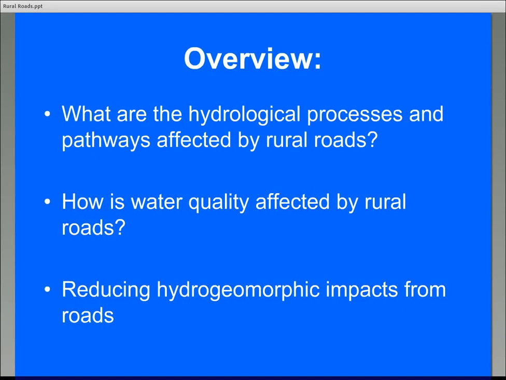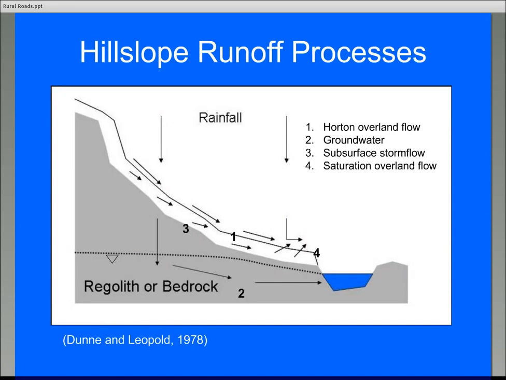So just a brief overview of the presentation. First thing that we're going to talk about is how hydrologic processes are affected by rural roads. We're also going to be talking about how runoff pathways are also affected. Then we're going to transition into a talk on the water quality impacts of rural roads with a special emphasis on erosional impacts from roads. And then we're going to take what we learned from the first two parts of the talk, and we're going to talk about ways to mitigate those hydrogeomorphic impacts from roads.